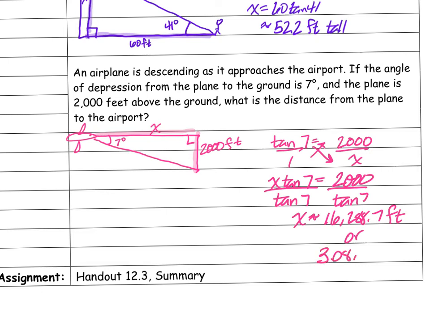3.08 miles. And how did I get the miles? Well, I know that 1 mile, we found that out above, equals 5,280 feet. So I just took 16,288 and divided by 5,280 and got 3.08 miles. I think that's a little easier to understand than 16,288 feet. But that's just me. Either answer is acceptable, just so you know.